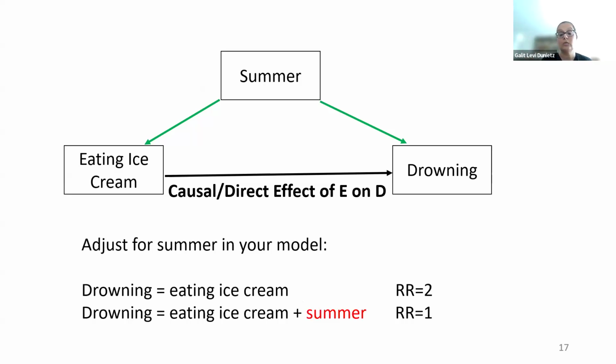So if you look at the risk ratios, when you fit a model with eating ice cream as the independent variable and drowning as the outcome, the risk ratio is 2. When you include summer as a confounder or as a second independent variable, the risk ratio becomes 1 and the relationship completely disappears. So it's important to account for confounding because without it, you will report biased results.